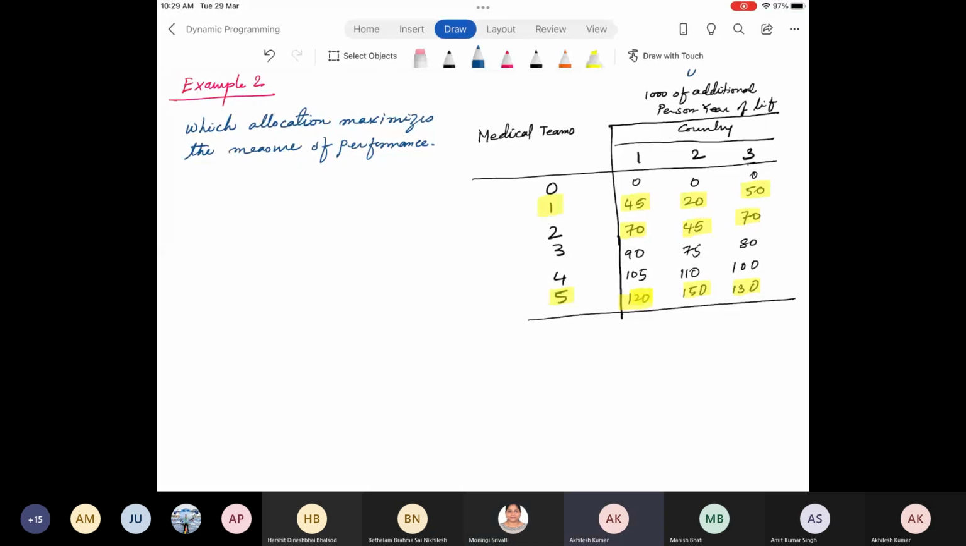Just give it a random thought. What could be my stages here? How do I partition the problem so that I have stages? Stages will be the medical teams, sir. Stages here could be medical teams. I'm just writing all the options; we'll discuss one by one. So the first option is n equals the number of medical teams. Very good. Next.